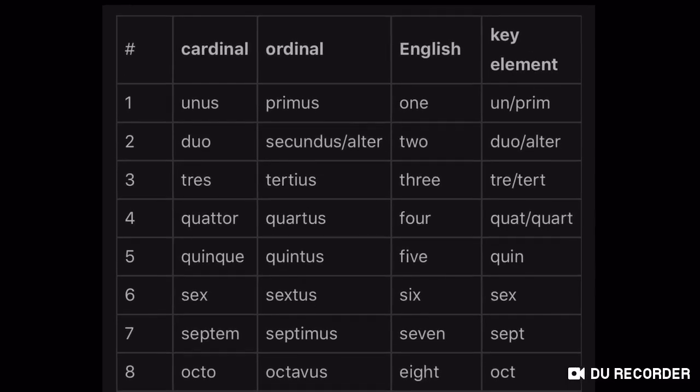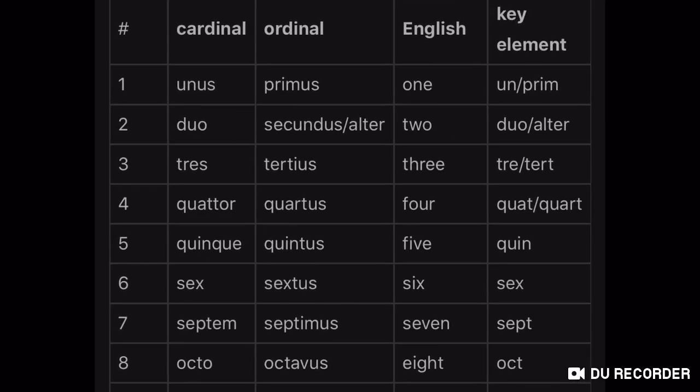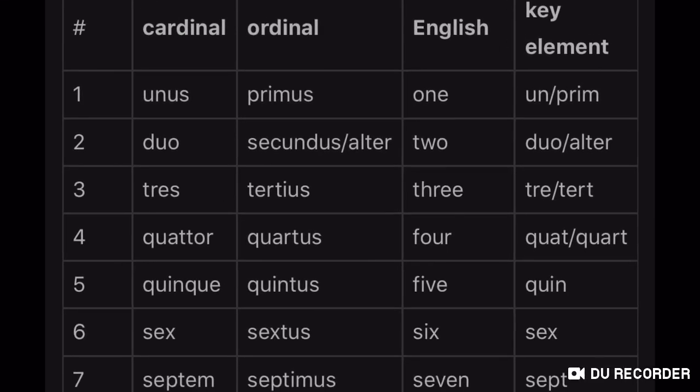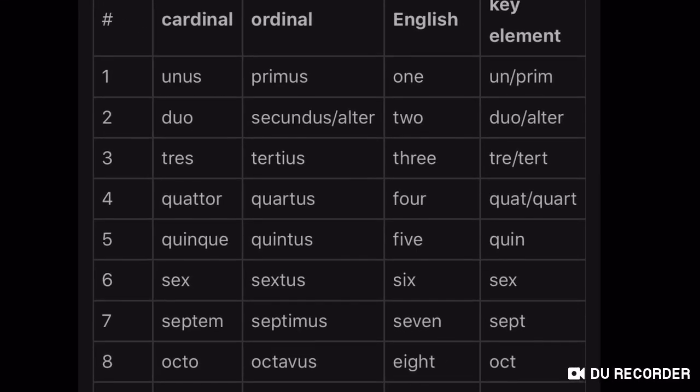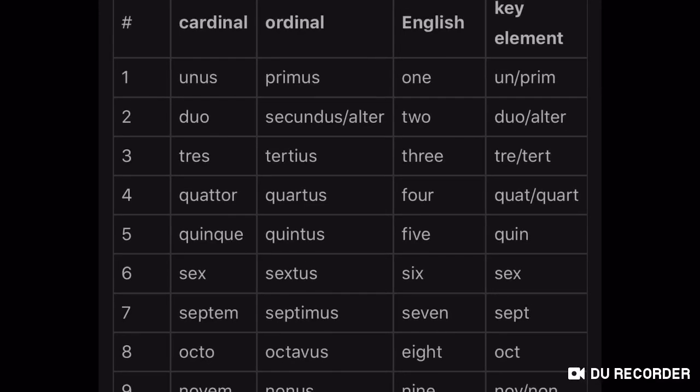We got the numbers, cardinal number unus, the ordinal primus, which we get one, primus meaning first, which is ordinal, and we see we get un and we get prim into the English language to create something that means one, suffix, prefix. We got duo, two, secundus, second.